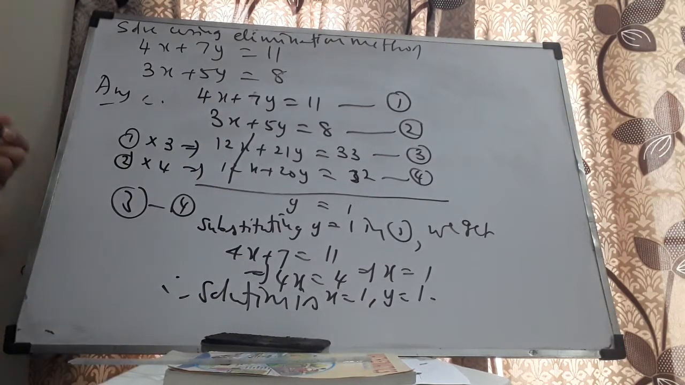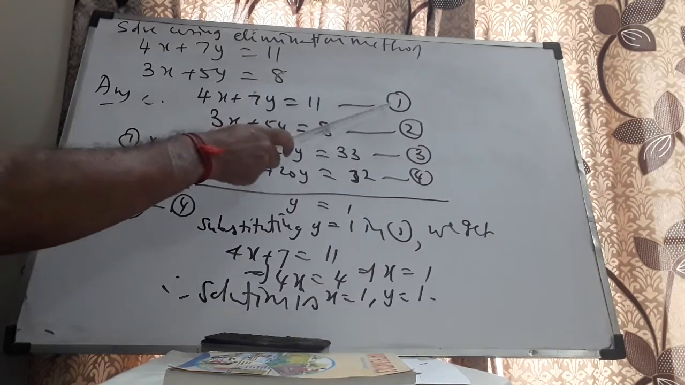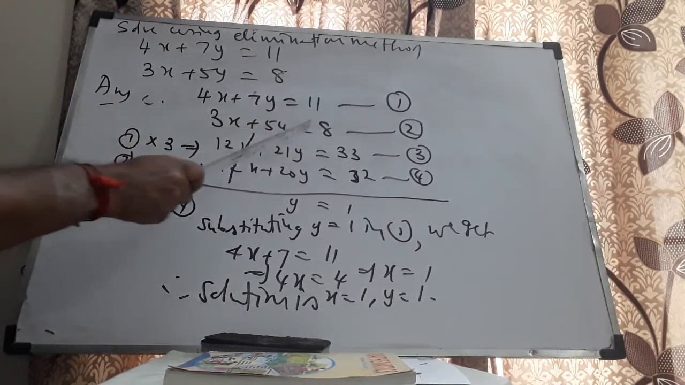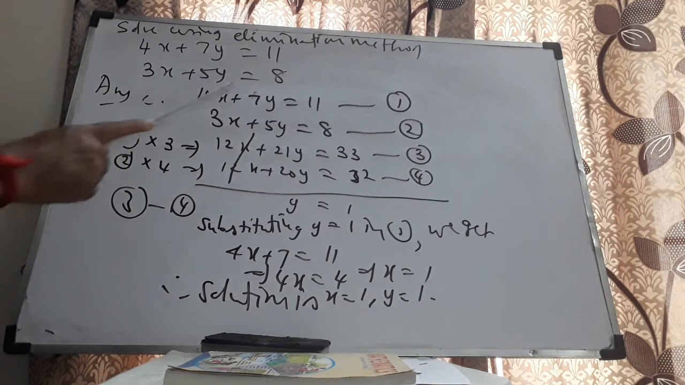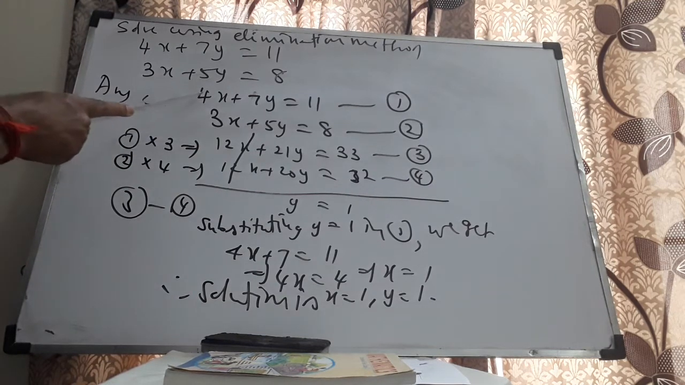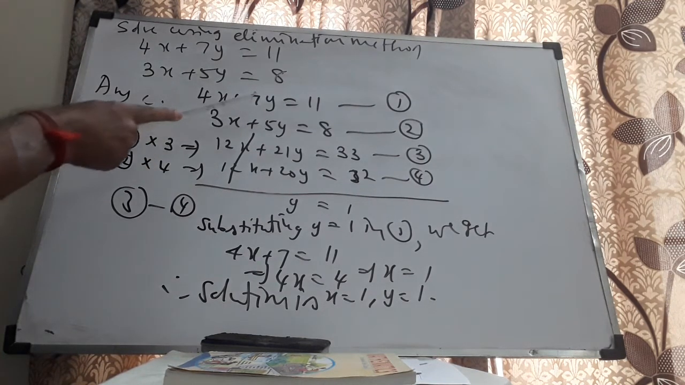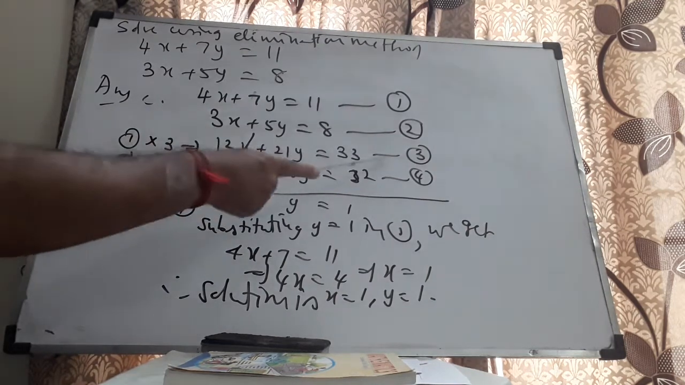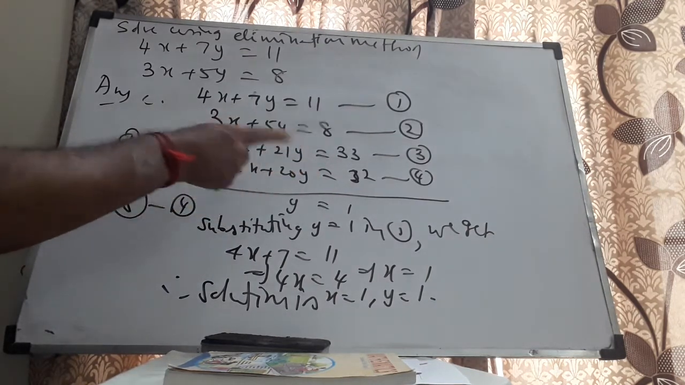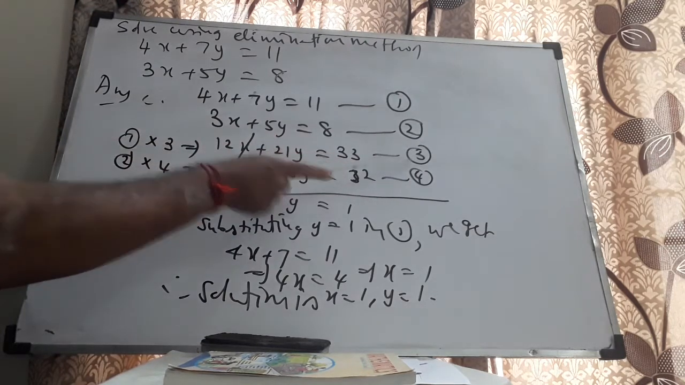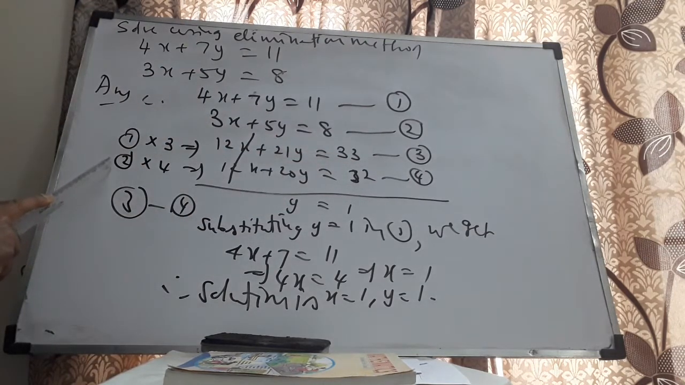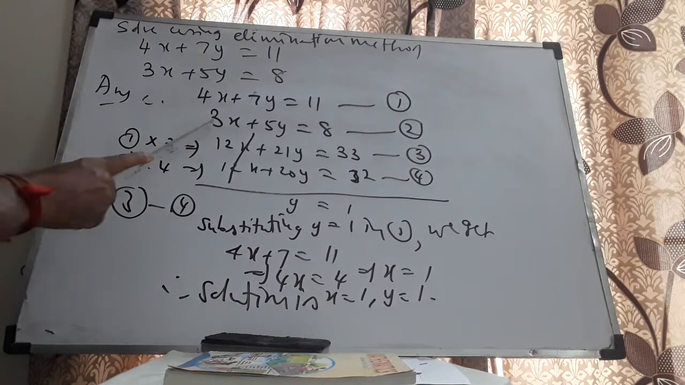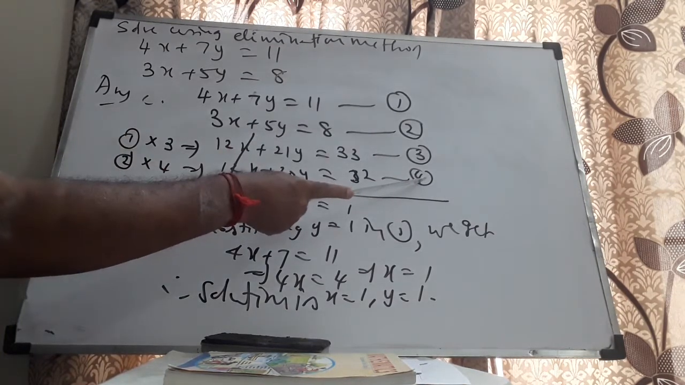Let me repeat. 4x plus 7y equal to 11, name it as equation 1. 3x plus 5y equal to 8, name it as equation 2. I'll multiply equation 1 by 3. 4 into 3 is 12x, 7y into 3 is 21y, 3 into 11 is 33. This is a different equation other than these two, therefore I call it equation 3. I'll multiply equation 2 by 4. 4 into 3x is 12x, 4 into 5y is 20y, 4 into 8 is 32. Name it as equation 4.